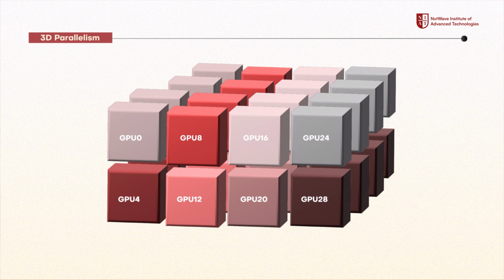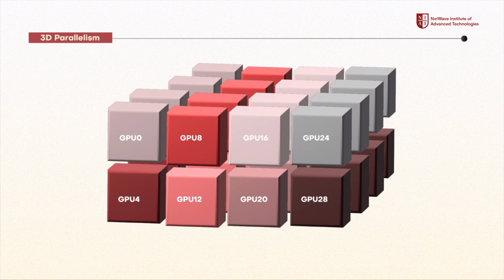So when training a massive LLM, when you're dealing with billions of parameters, thousands of GPUs, and tight training deadlines, we need to combine all three of these to balance memory, compute, and communication. This is called 3D parallelism. We can visualize this as a cube, as shown on the screen.